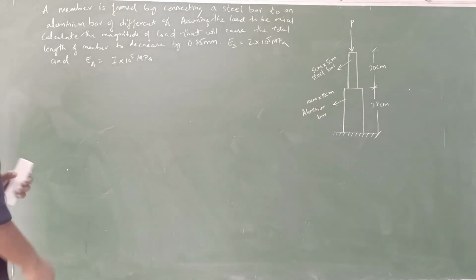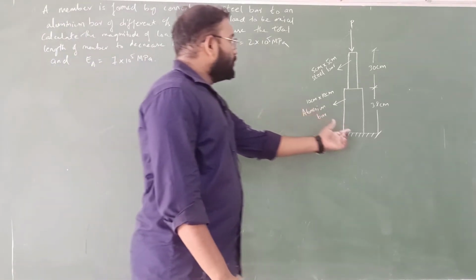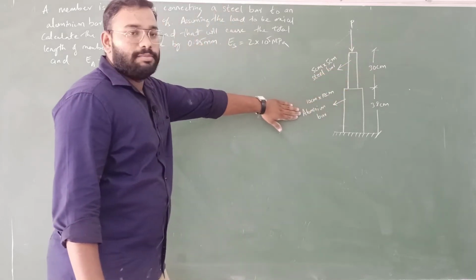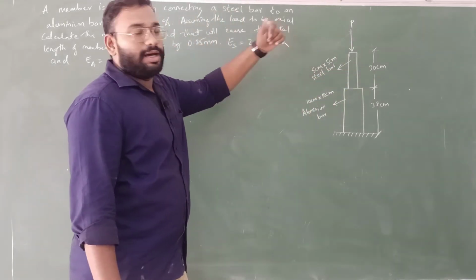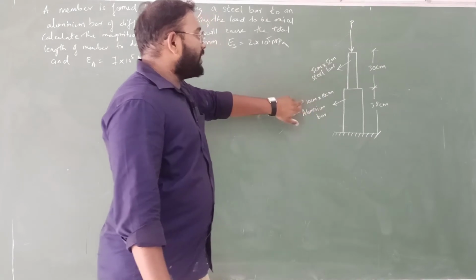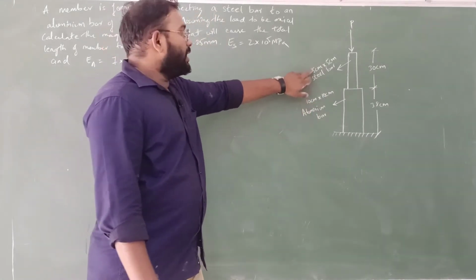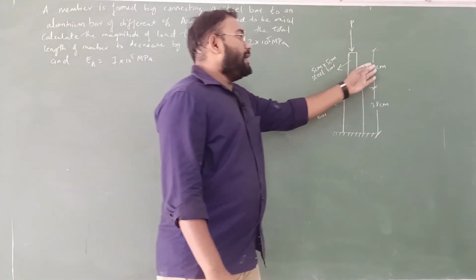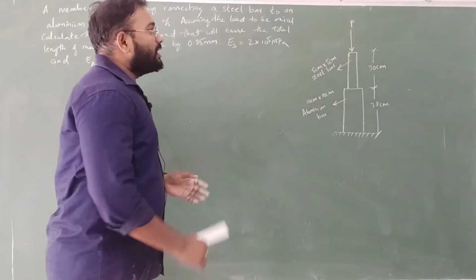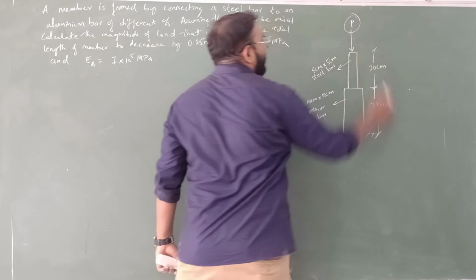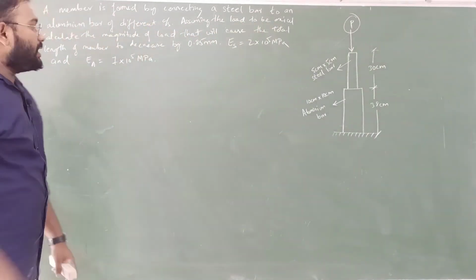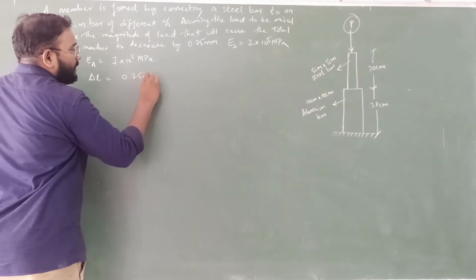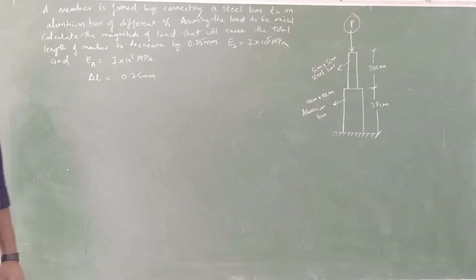Now see here, this is a column given to you which is made up of two components. First component is an aluminum bar, second component is a steel bar with varying cross section. One is 10 centimeter by 10 centimeter and another is 5 centimeter by 5 centimeter, also varying in length. Okay, what is not given here is load. You need to calculate load so that the total deformation delta L is 0.25 millimeter. Okay, this is asked in the problem.